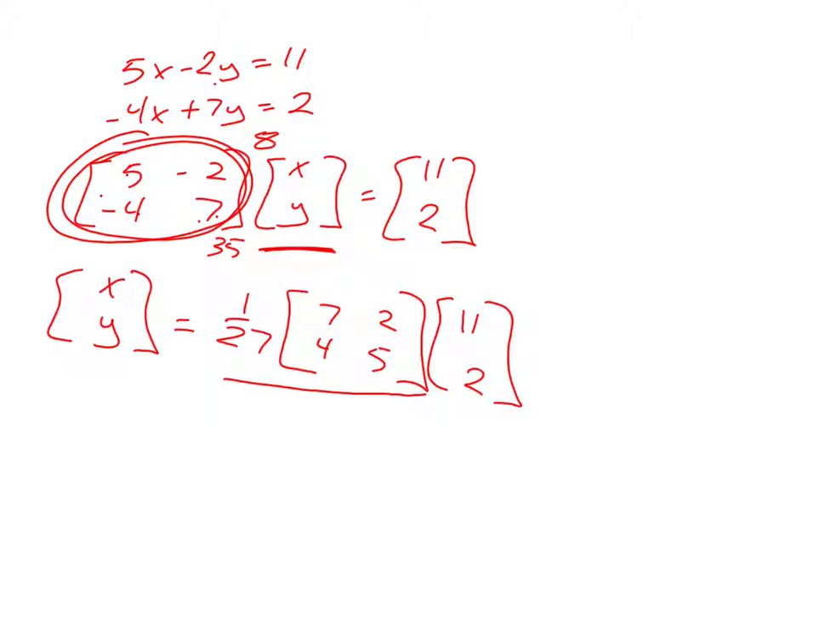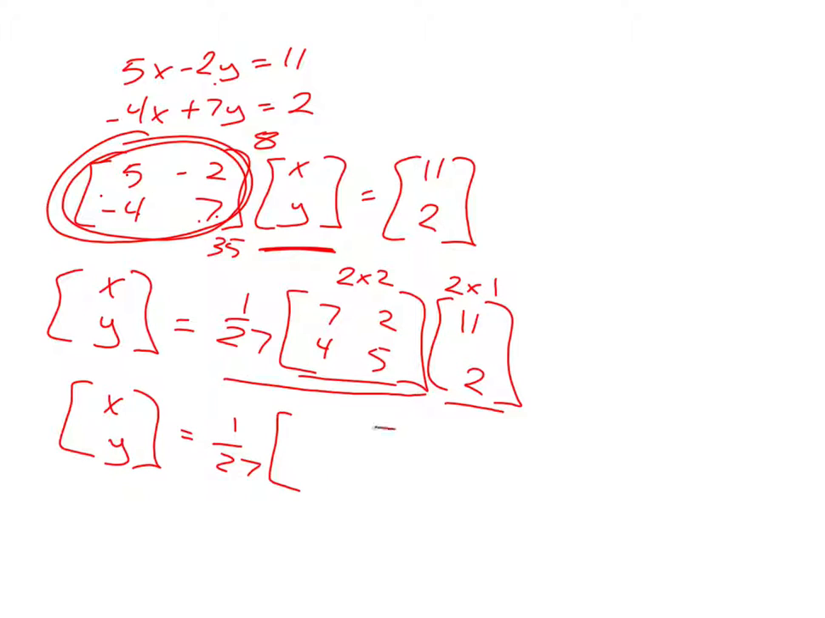So what should happen is, when I multiply everything out on the right, I'm going to figure out what x and y are. This 1 over 27, that's the last thing I'm going to deal with. So right now, I want to do this matrix times that matrix. What do we do to check and make sure we can multiply them? The order. So what's the order of this first one? 2 by 2. And the second one? 2 by 1. So what am I going to end up with? A 2 by 1. Okay, so there's my 2 by 1.